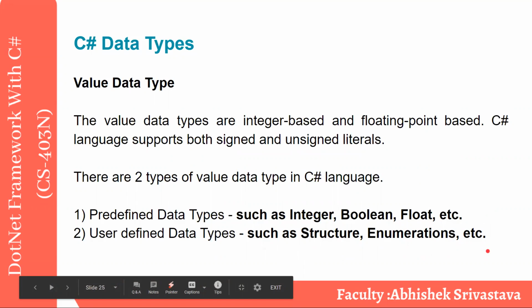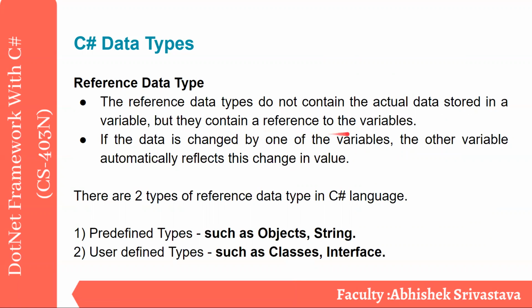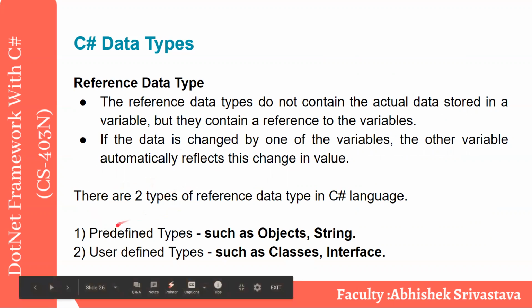Now the reference type does not contain the actual data stored in a variable, but contains the reference to the variable. If the data is changed by one of the variables, the other variable automatically reflects the changed value. So this is the main difference: how the value type differs from the reference type. Again, two types: predefined and user defined. Predefined contains object and string, and user defined contains classes and interfaces. You know classes from object-oriented programming.